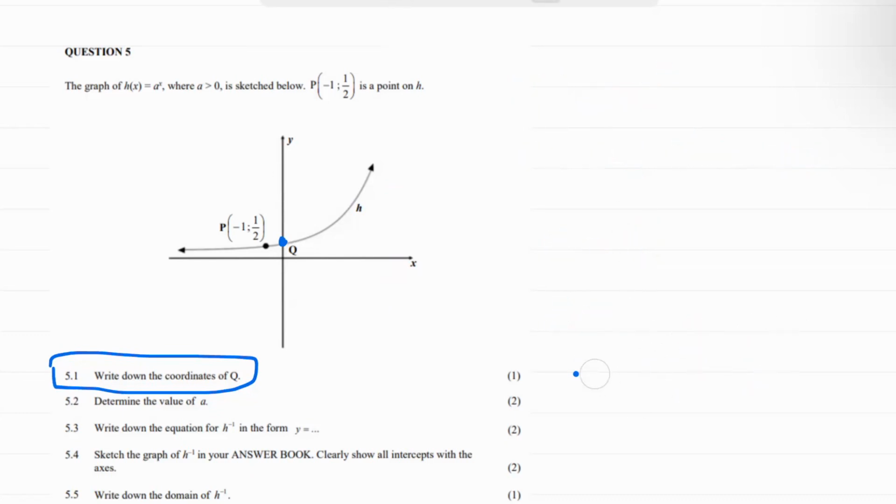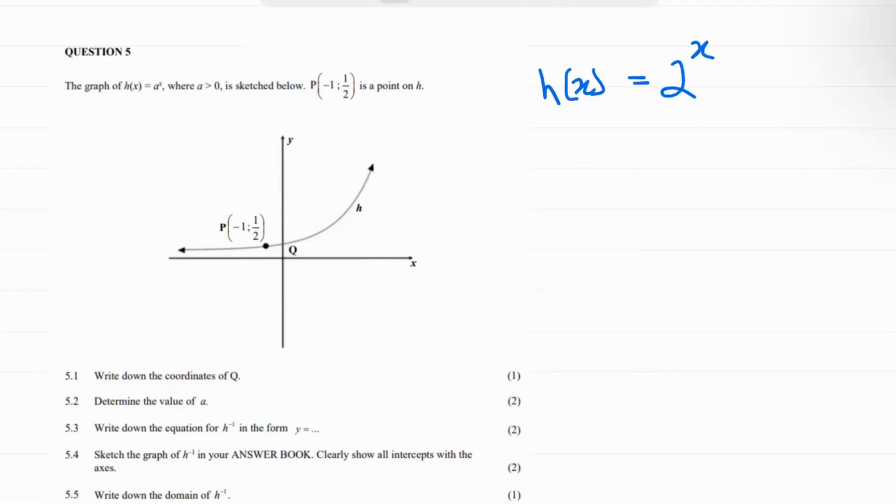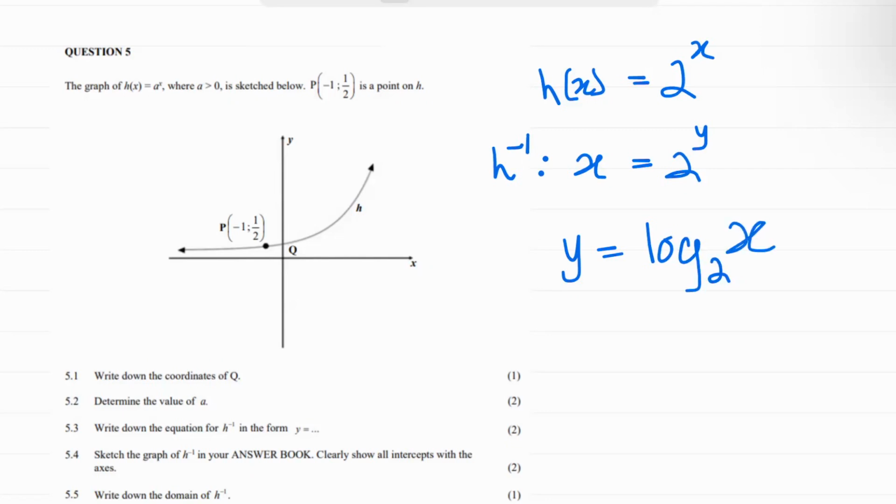Let's go on to the next question. Now, we know the equation of h(x) is 2 to the power of x. They are now asking us to find the inverse of this h function. So you start off by swapping x and y. And then you solve for y using a logarithm. Your base is 2, the argument is x. So you just put that in place.